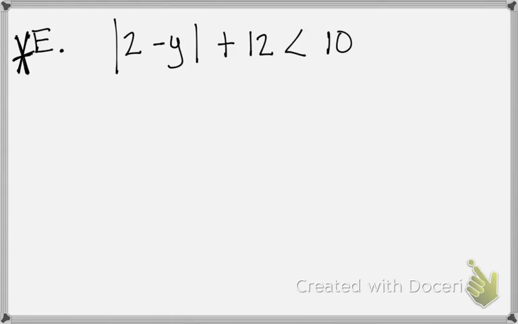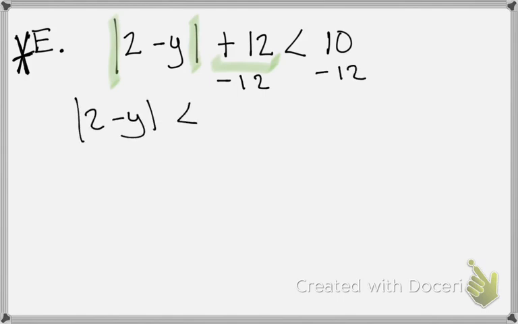To look at this, we have to get this alone again. We have absolute values here, but we have this plus 12. We have to get that away before we can set up our inequalities or even know what type we're setting up. So now let's move this first. So minus 12, we end up with 2 minus y in absolute value and a negative 2. Do not change your sign because you subtracted something. It's only if you divide or multiply by a negative.